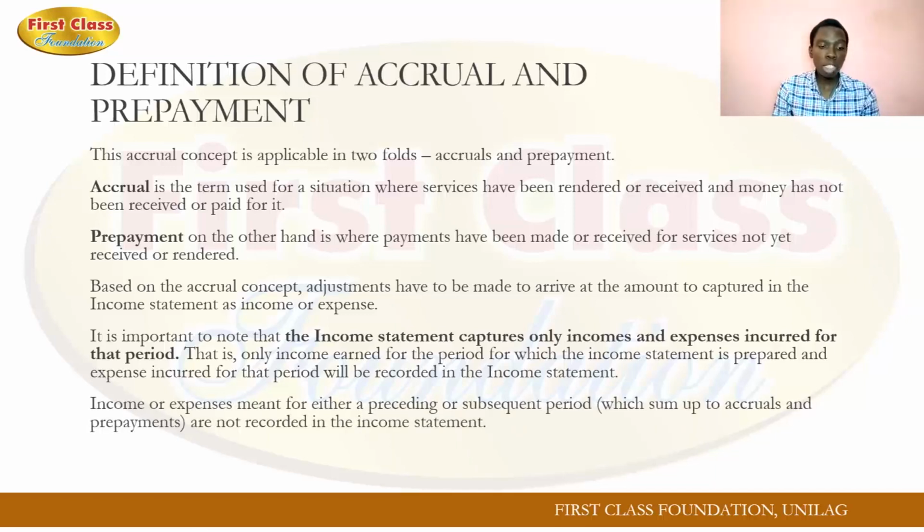Now, income or expense meant for a preceding or subsequent period, we do not recognize that. So if you are paying an expense for last year, probably you were owing before, you're not going to recognize that in the income statement for this year. If you are paying expense rather for next year, you're not going to recognize it in the income statement you are preparing for this year. So that's what the accrual and prepayment is all about.